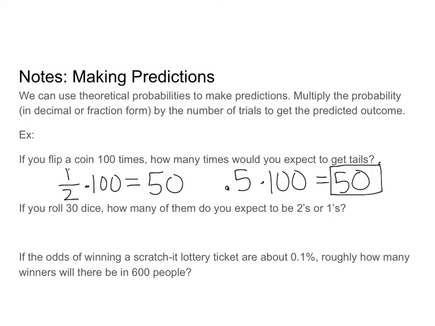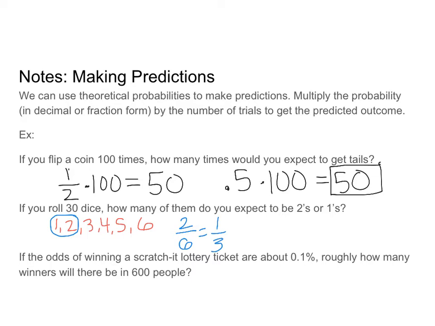If you roll 30 dice, how many of them would you expect to be ones or twos? This one's a little bit trickier. We have to think about our sample space here. We're talking about a normal 6-sided die that would have 1, 2, 3, 4, 5, or 6. And I'm asking how many of them would be ones or twos. So that's 2 out of 6 is the probability we're looking at here, or 1/3 of the time they're going to be ones or twos.